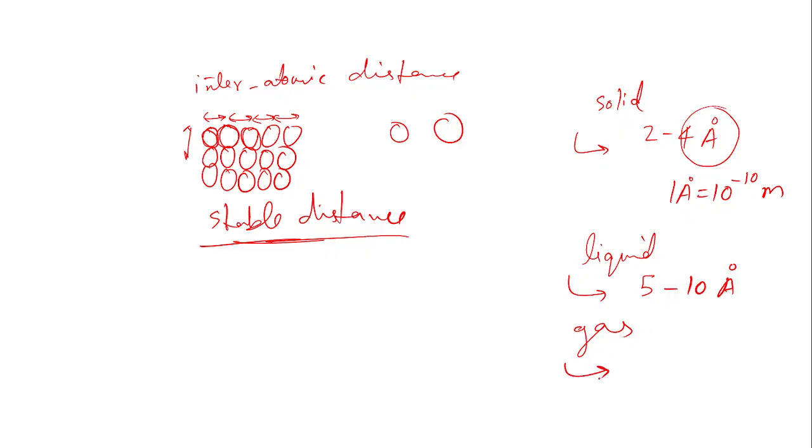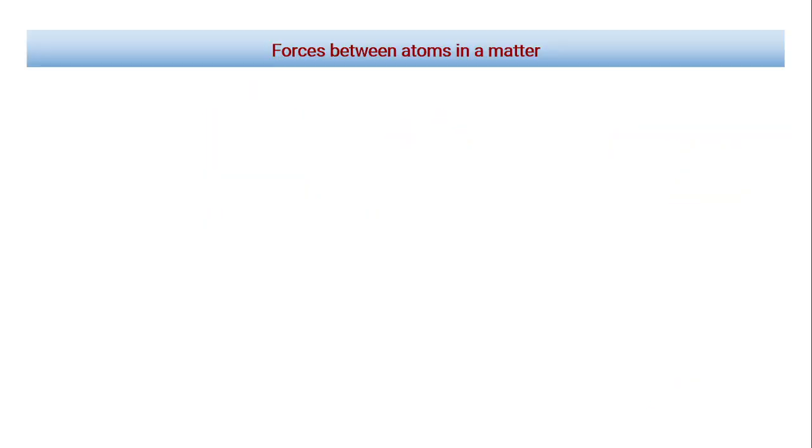For gases, as we know, the atoms are very far away, so the interatomic distance has to be more than this, and it is actually about 30 angstrom in the range, about 5 to 10 angstrom for liquid, about 2 to 4 angstrom for solids. Okay, so again coming back to the question, why do they choose to be at that particular distance?